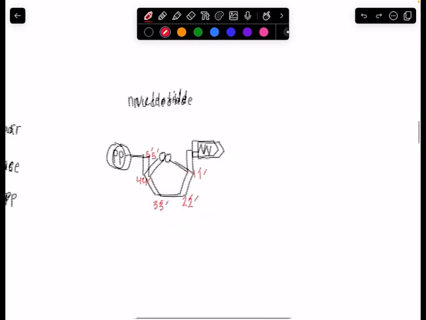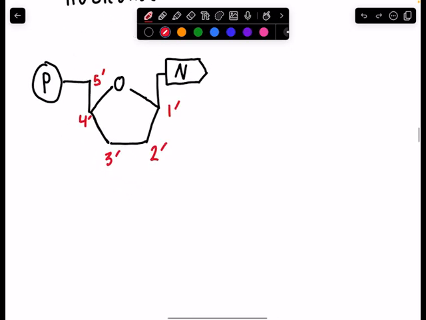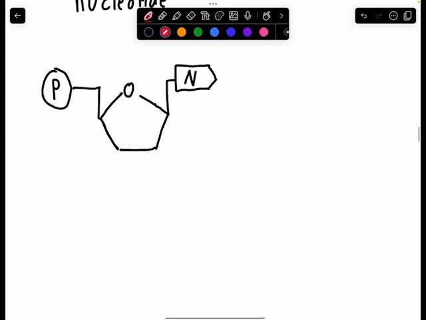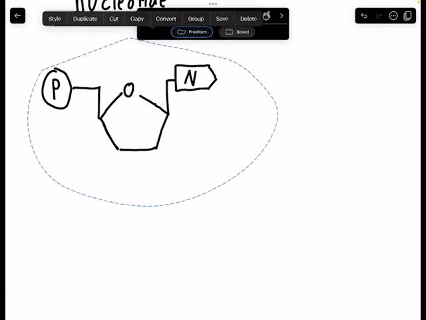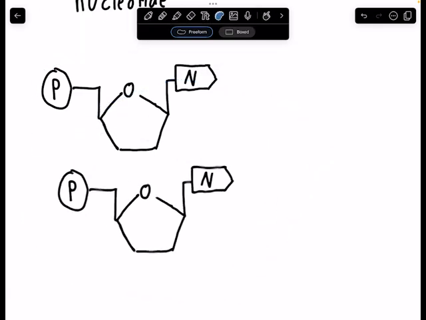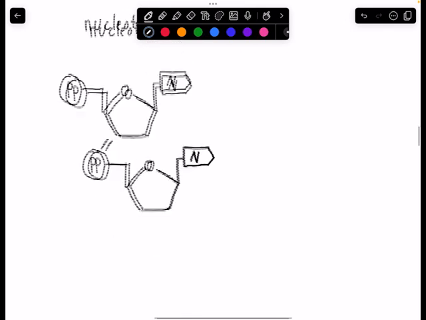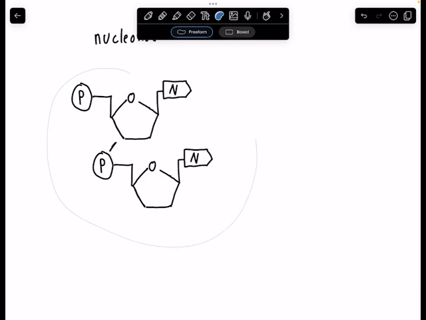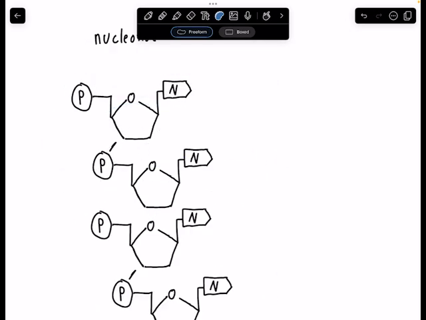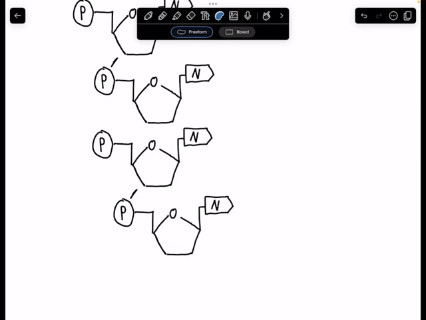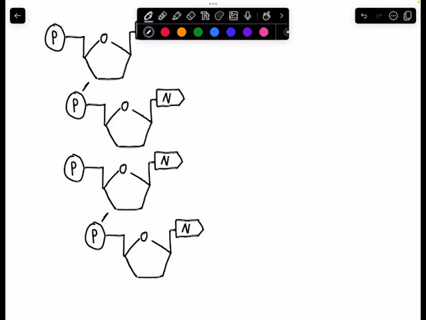So let's take a look at what happens when we put these together. I'm just going to get rid of these for simplicity, but they're still there. When we take multiple of these, we link them together, and it ends up looking a little something like this. There's a bond between this phosphate group down here and this 3' carbon down there. And basically we can link a ton of these together and make super long chains. And so this is a nucleic acid.